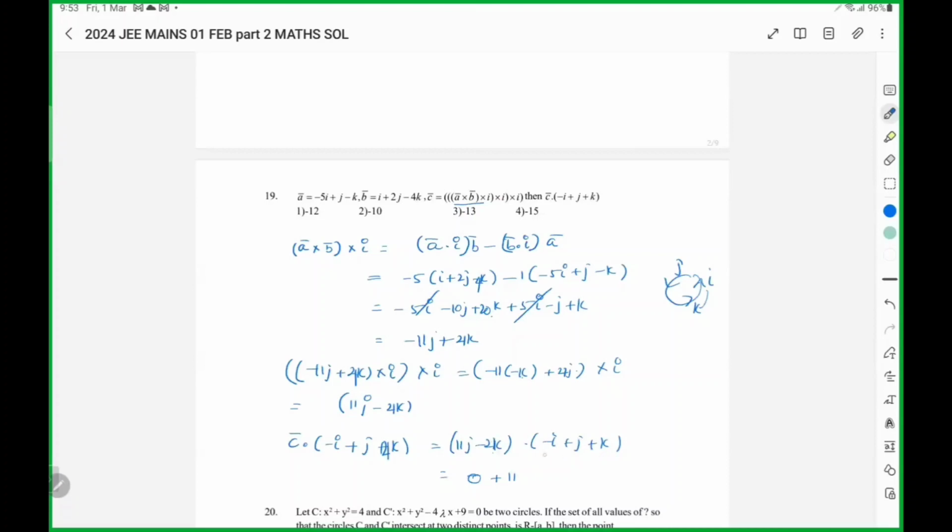So 21 we get here. So we get minus 10, second option is correct.